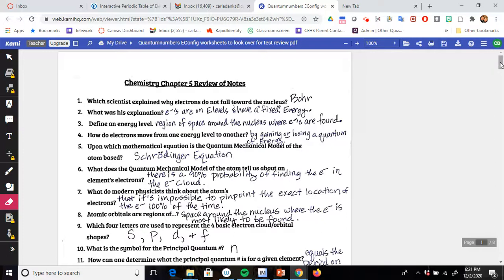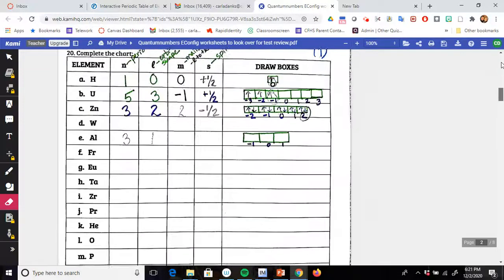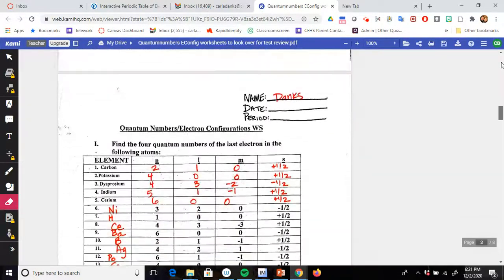so let me just scroll through them. The very beginning of quantum numbers started off here with this worksheet called the Chapter 5 Review of Notes. So make sure that you study over that information, Chapter 5 Review of the Notes. That was 2 pages, and we had several examples here of quantum numbers that we did going forwards and backwards.